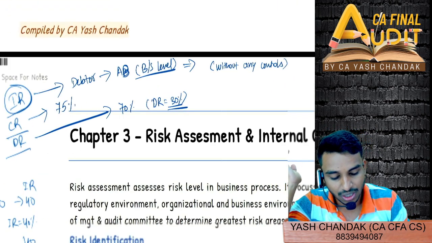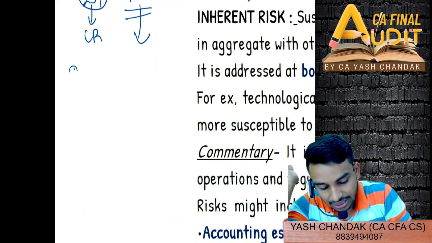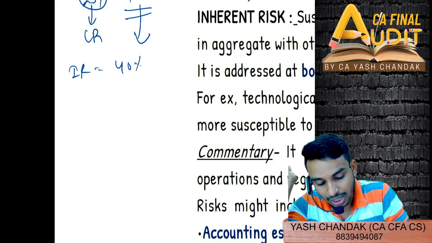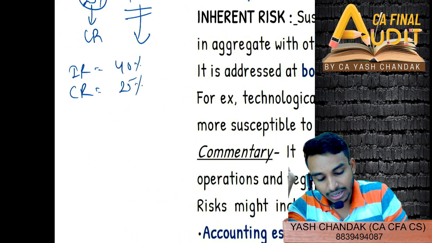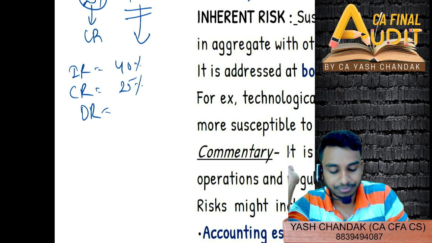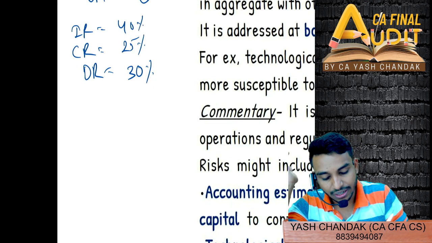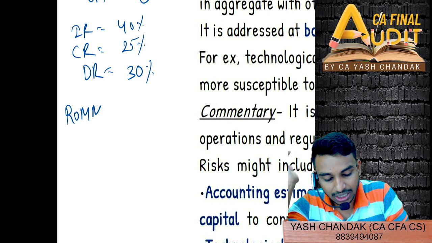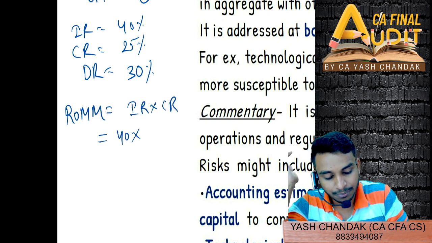Overall, if you say my inherent risk was how much? 40%. Control risk was 25%. And detection risk was how much? 30%. Therefore, my ROMM, risk of material misstatement, I told you it's what? Inherent risk into control risk, which is coming out to be 10%.